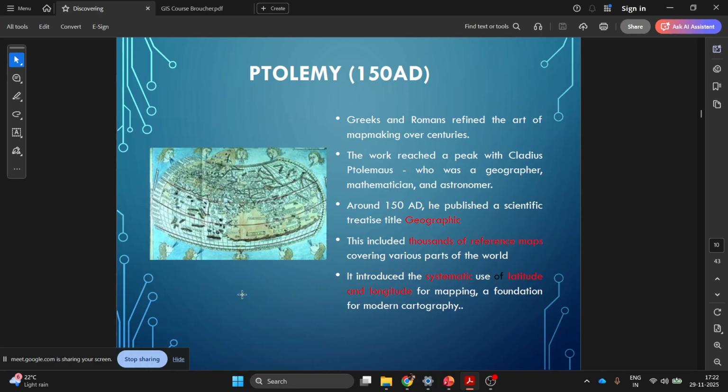This work includes thousands of reference maps covering various parts of the world. Here you can see in this map, he started developing latitudes, a kind of grid-based system to know the location of a particular area.